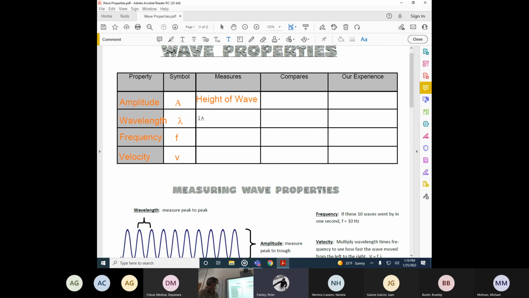What about wavelength? Where's wavelength? The length of the wave. It is. It's measured in centimeters, millimeters, and meters. It is the length from one peak of a wave to the next. In fact, it's shown right down here, isn't it?